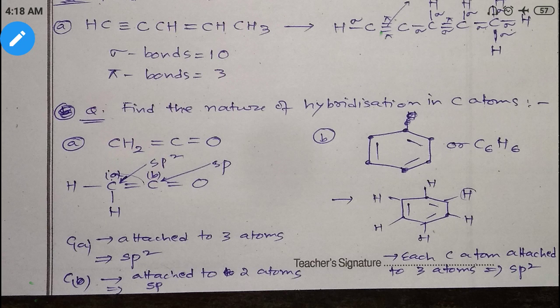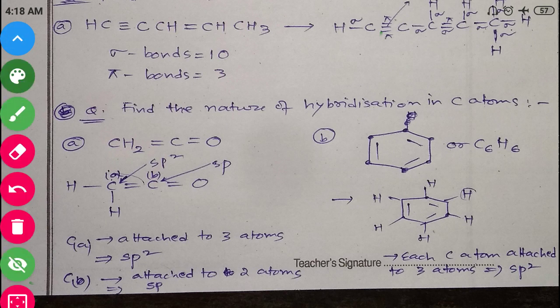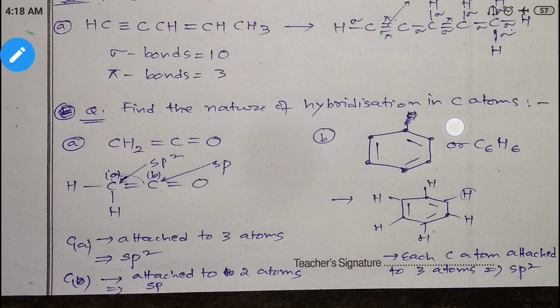Now each carbon atom you see is connected to 1, 2 and one hydrogen, so three atoms. If I talk about this carbon, it is connected to 1, 2 and 3 atoms. That means the hybridization of this carbon will be sp2, which is trigonal planar. I think it is clear to you. I have tried to explain everything. If you have any confusion, please ask me. I'll give you questions to do. Thank you.